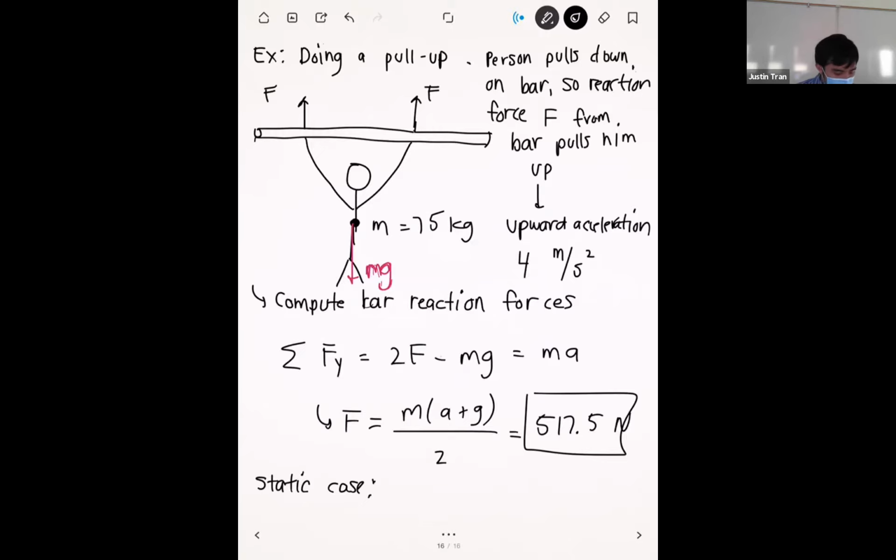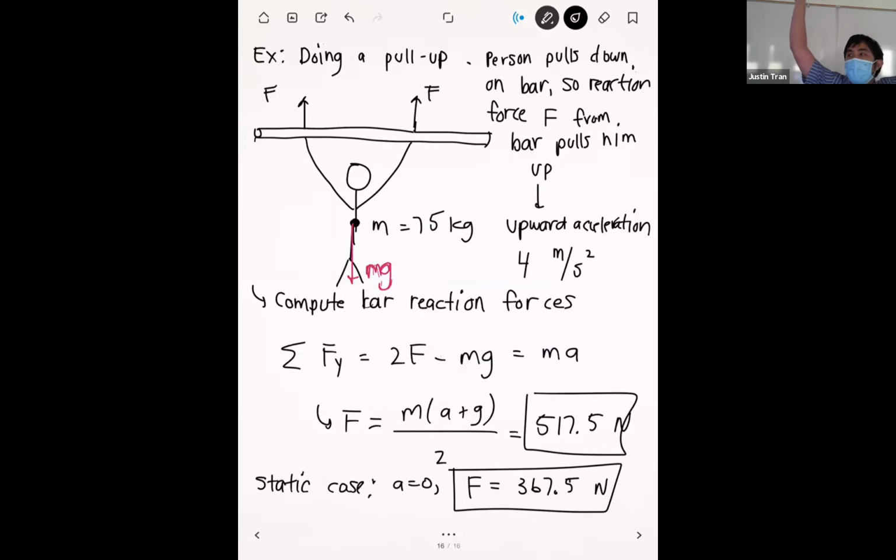So let's compare this force to the static case. In the static case, A is equal to 0, and so we get a force of 367.5 newtons. Obviously, the force has to be much higher in the dynamic case because that's the force that's going to actually pull them up. If you try this yourself, you go to a pull-up bar and just hang there, you only have to exert a certain amount of force. But if you want to start pulling yourself up, that's going to take more work, more force.